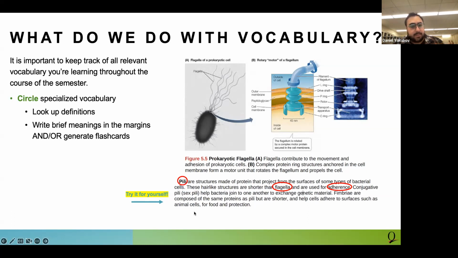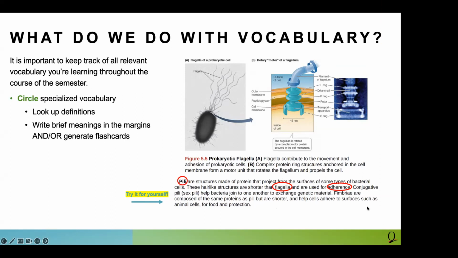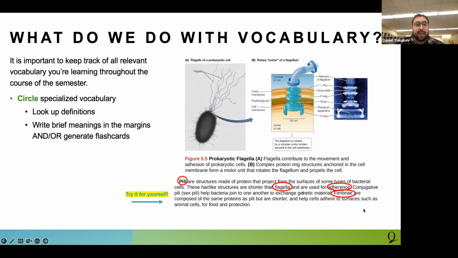Fimbriae are composed of the same proteins as pili, but are shorter and help cells adhere to surfaces such as animal cells for food and protection. So what can we circle there? If you can't pronounce it, it's okay. Just try. Fimbriae. Fimbriae, yeah, very good. So fimbriae, all right. You've now made a list of what looks like 4 words that you can go back, find definitions for, and then put them into flashcards, for instance, okay?